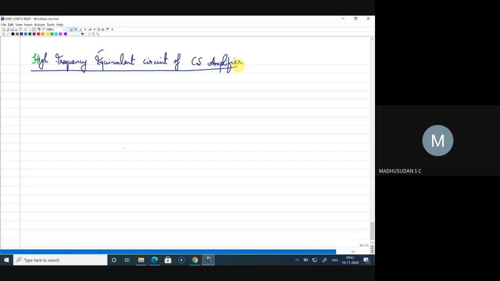Sir, R pi resistor. This is the MOSFET. Oh, sorry, sir. So we can draw an open circuit at VGS. Okay, very good. And then the dependent source. What is the dependent source here? So gm VGS, gm into VGS.